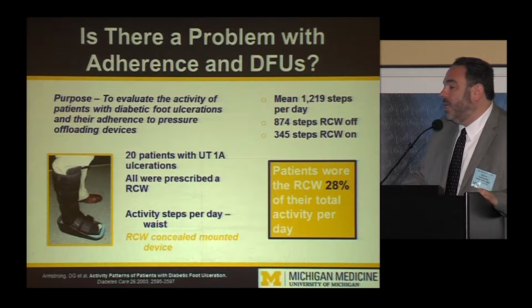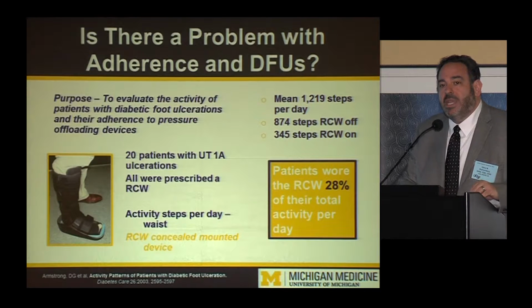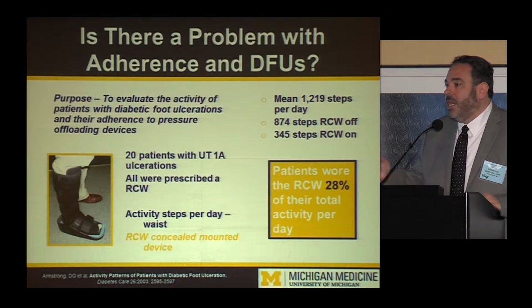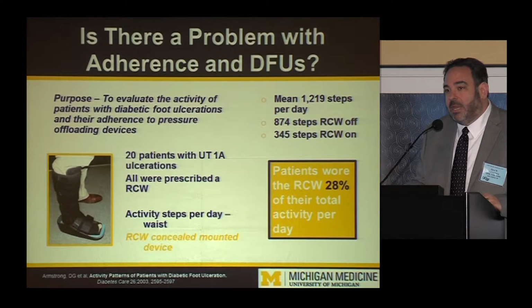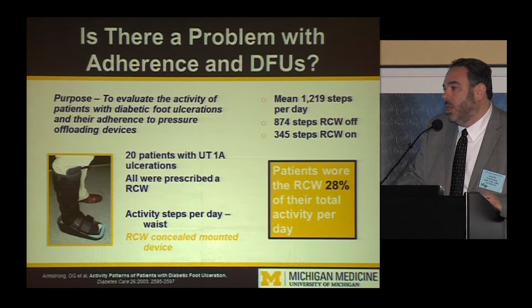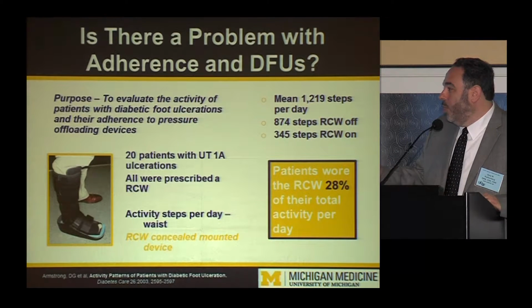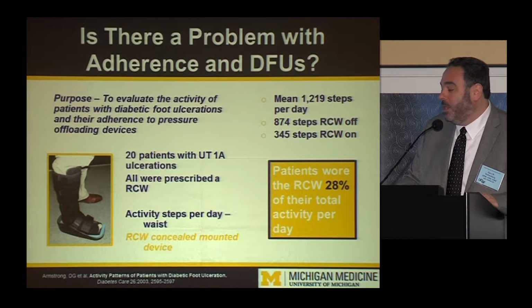Again, a small study with superficial ulcers, only 20 patients, but what he cleverly did was ask the patients to wear a pedometer on their waist, and then he secretly, essentially, implanted a second pedometer onto the removable cast walker. And then he compared the data about whether the patients were, in fact, wearing the removable cast walker for their ambulation, by comparing the two pedometers.